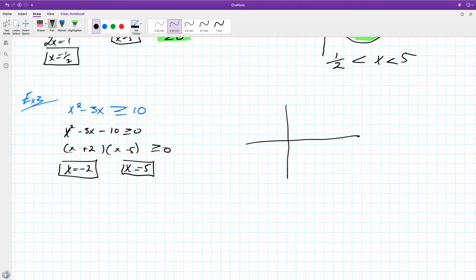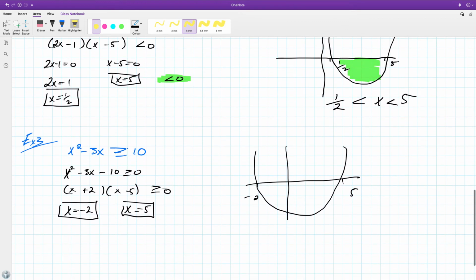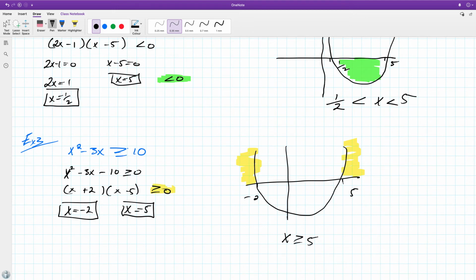There's your graph. There's 5. There's minus 2. It's U-shaped, but there's one difference between this time and the last time. The last time it was less than 0, now it's greater than or equal to 0. Greater than or equal to 0 means above the line. If it's above the line, it's out here and out here. What that means is that x must be a number greater than or equal to 5, or less than or equal to minus 2, because it's above them.